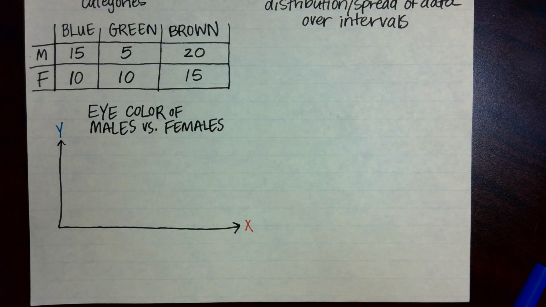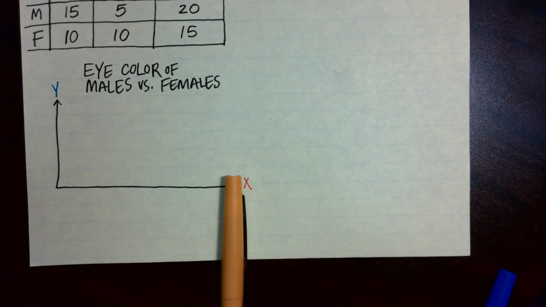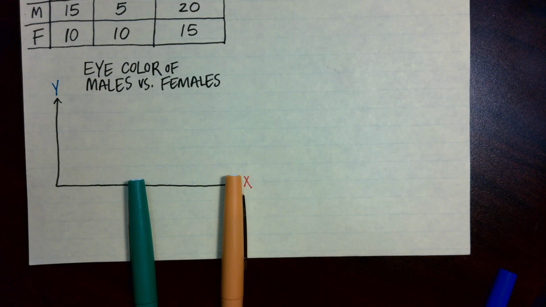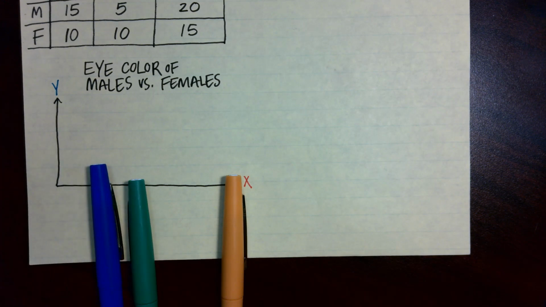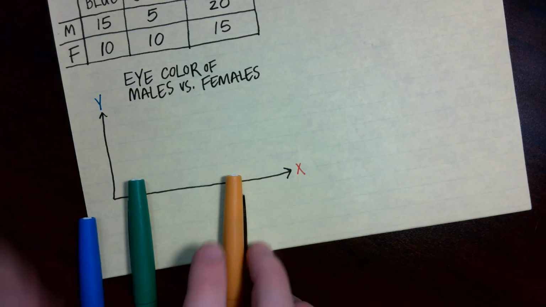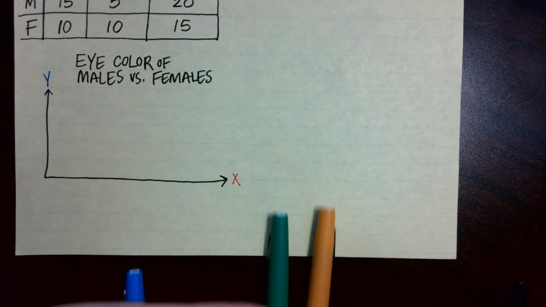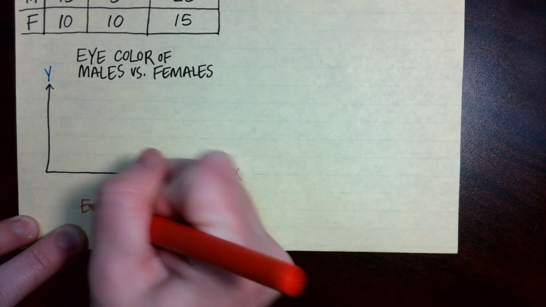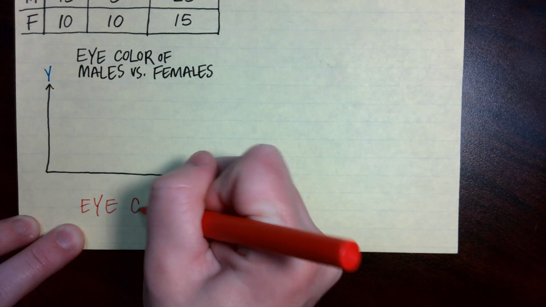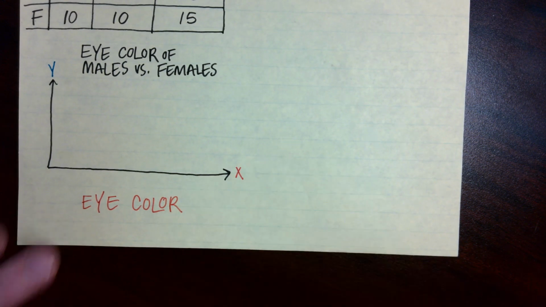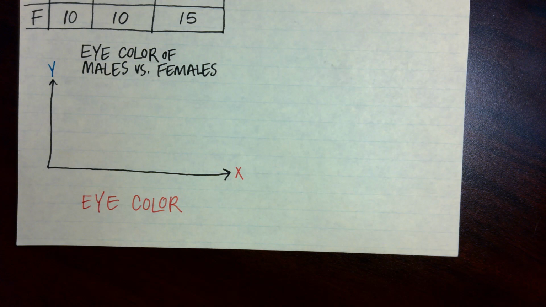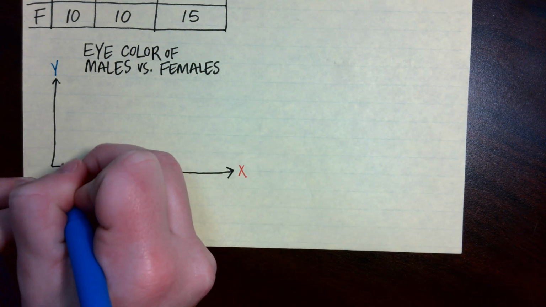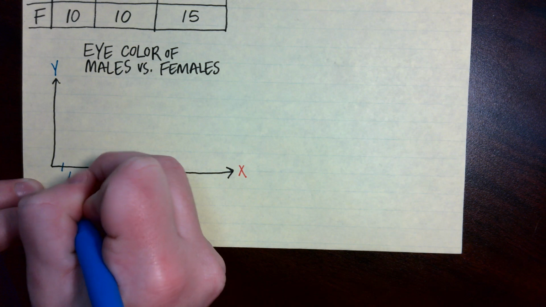Okay, so here's where I'm going to use some colors. I'm going to do, this will be brown, green, and blue. Actually, this blue. And we're going to put the eye color on the x-axis. So, eye color. And I'm going to have in this little section my blue eyes.